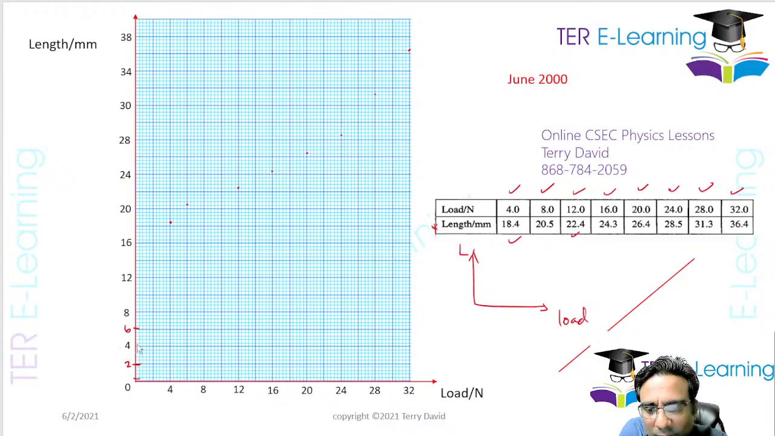4, 8, 12, 16, 20, 24. Oh, okay. I just saw a slight error here, right? So this point here, I just plotted in the wrong spot. So let me just draw over that. That is 8 against 20.5. 8 against 20.5 is about here.